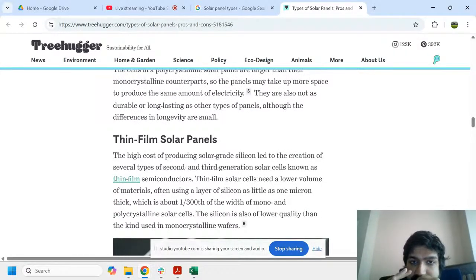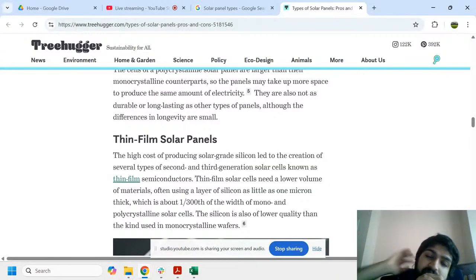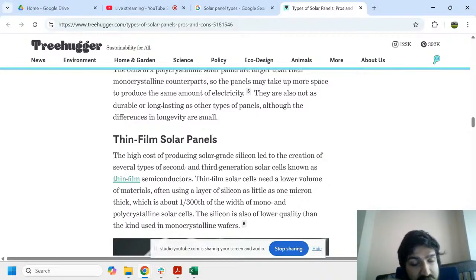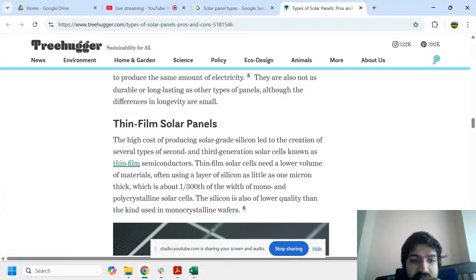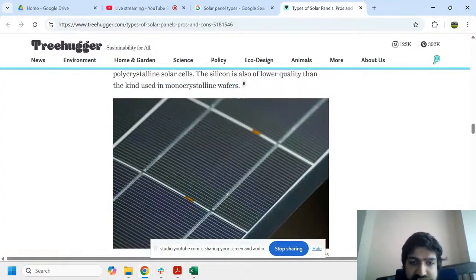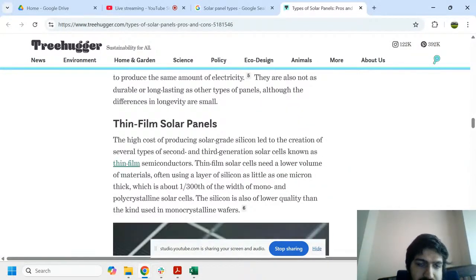The high cost of producing solar grade silicon led to the creation of several types of second and third generation solar cells known as thin film semiconductors. They need a lower volume of materials, often using a layer of silicon as little as 1 micron thick, which is about 1/300th of the width of mono and polycrystalline solar cells. The silicon is also lower quality than the kind used in monocrystalline cells. This is the thin film solar cell.